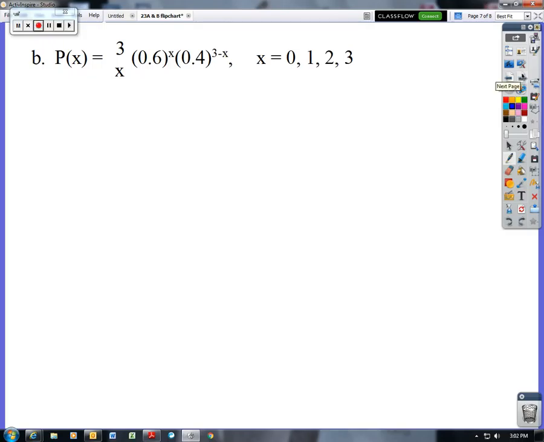And then this one is asking for the same thing. This is supposed to be 3 choose x. Now, doesn't that look familiar? That looks like the binomial distribution, doesn't it? The general term for binomial distribution. And so again, we need to make a table with all these x's and the probabilities.